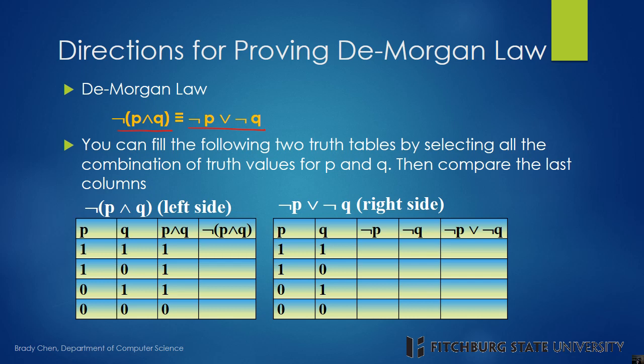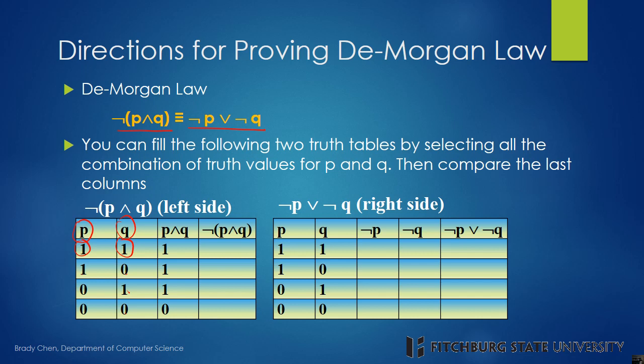Let's take a look at this example. Here we have two propositions, P and Q, so you have the combination of four cases. What four cases? Either P is true and Q is true, P is true and Q is false, P is false and Q is true, and both P and Q are false. These are the only four cases we can think of.